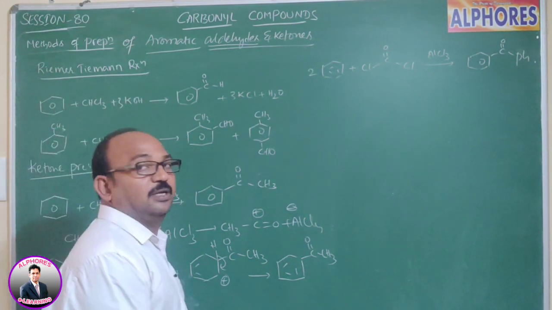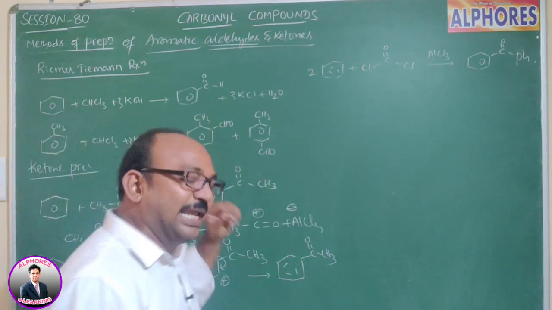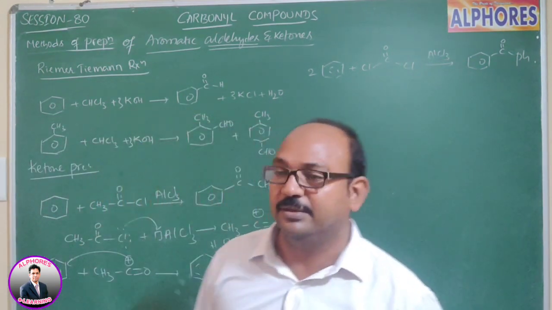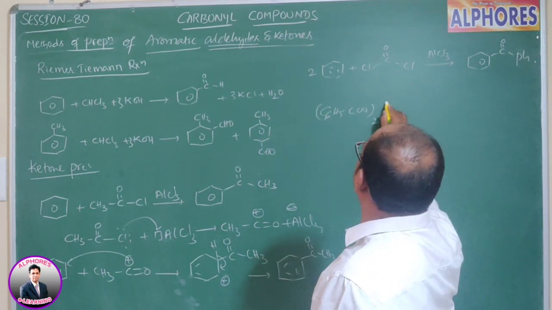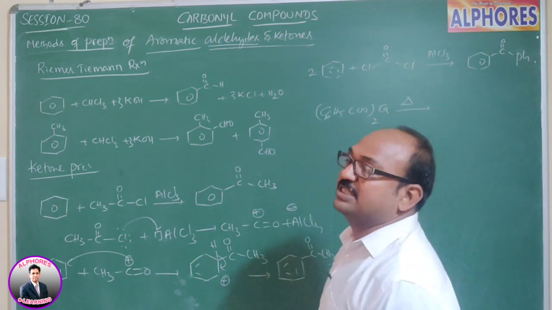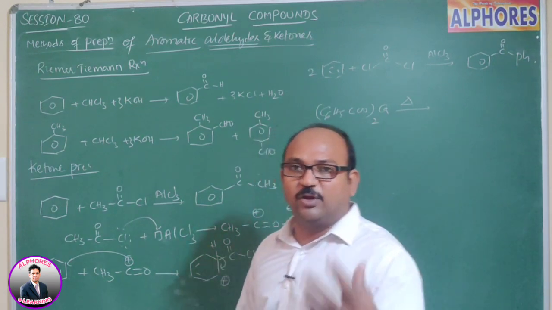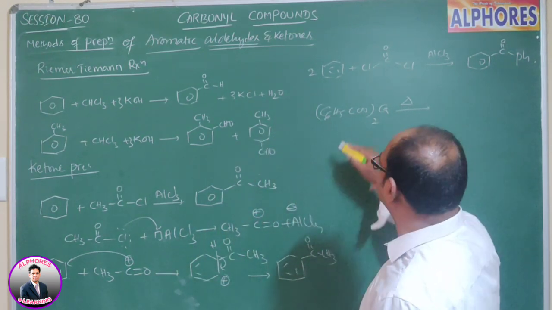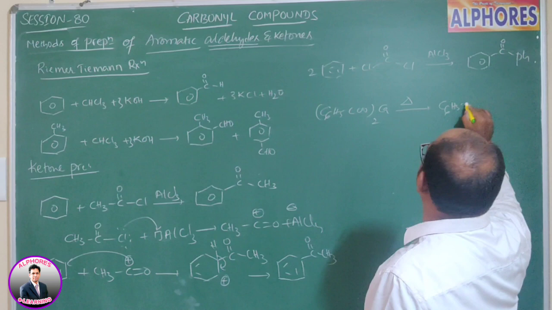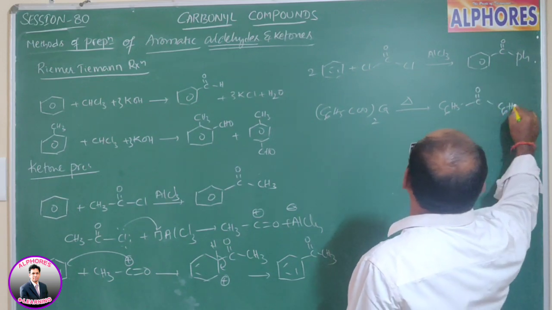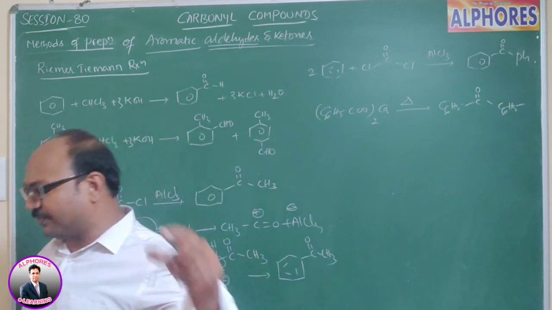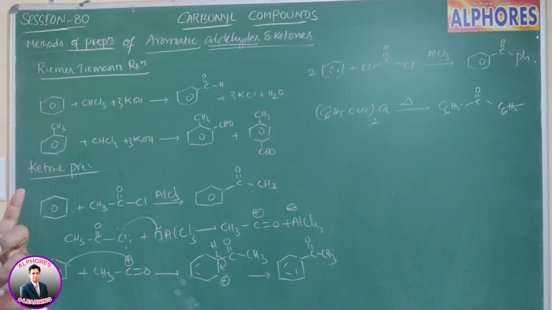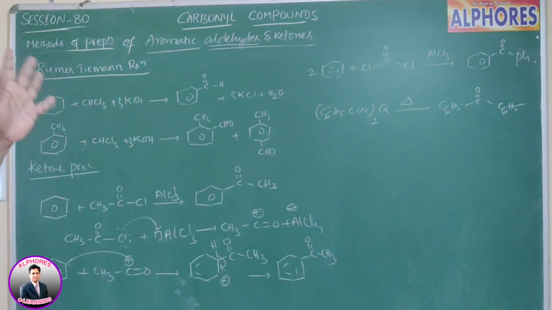And beyond that, one more method: the calcium salt of benzoic acid, (C6H5COO)2Ca, upon dry distillation. Previously we discussed that when only one carboxylic acid salt is considered, we get benzophenone, C6H5COC6H5. So dry distillation of the calcium salt of benzoic acid also gives benzophenone.